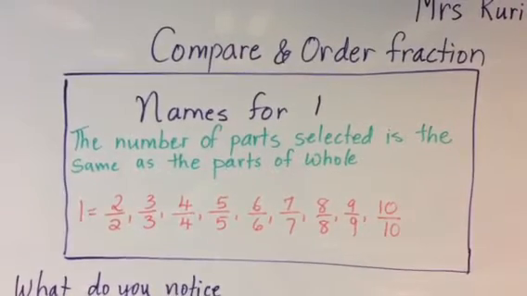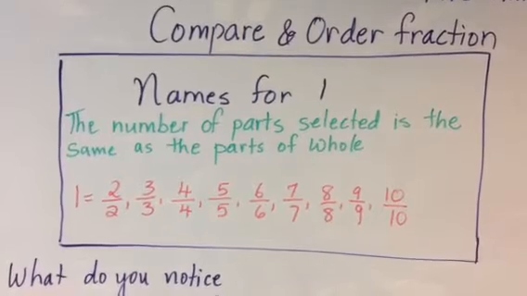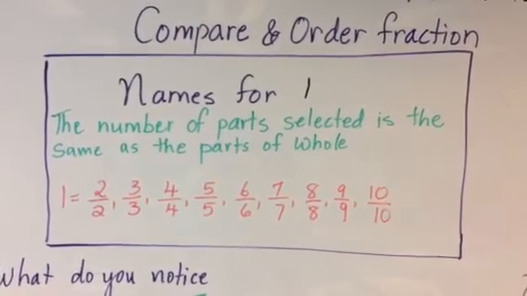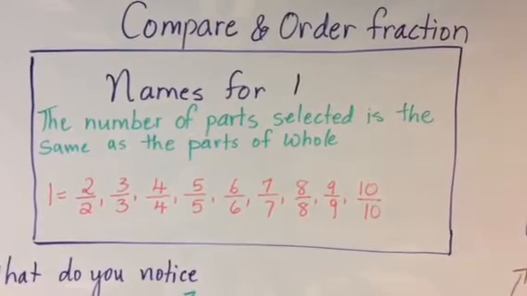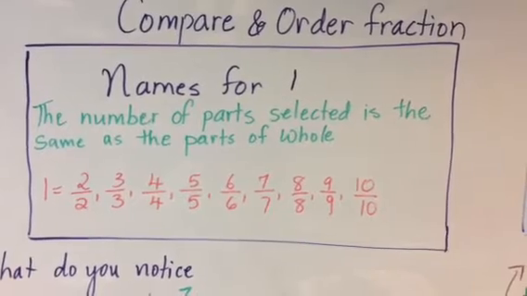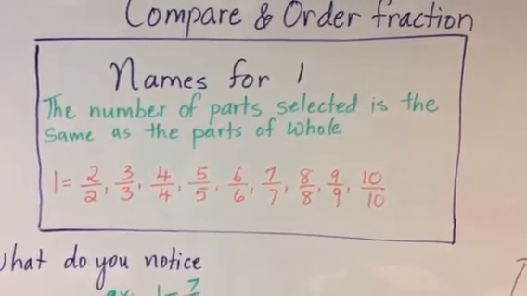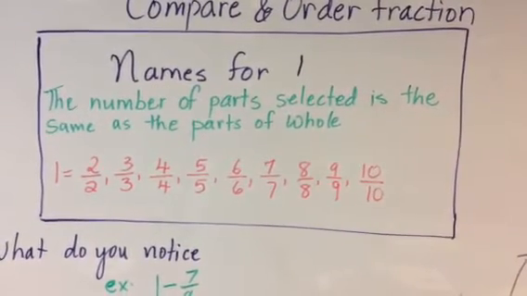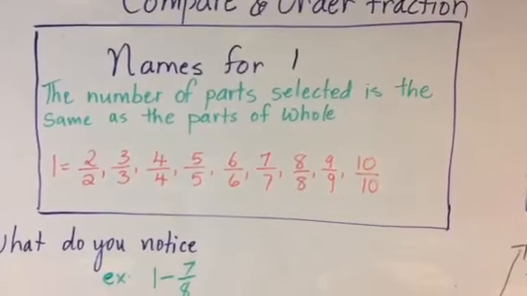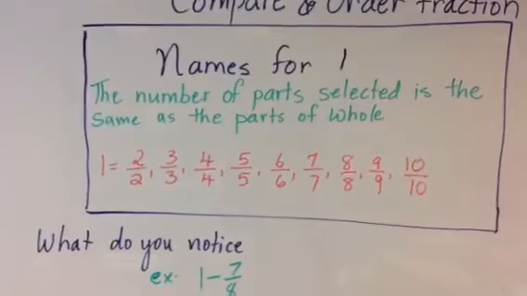That means 1 is equal to 2 over 2, or 3 over 3, or 4 over 4, or 5 over 5, or 6 over 6, 7 over 7, 8 over 8, 9 over 9, or 10 over 10. So when all the selected parts and the parts are present, meaning numerator and denominator are the same, that means you have a whole.